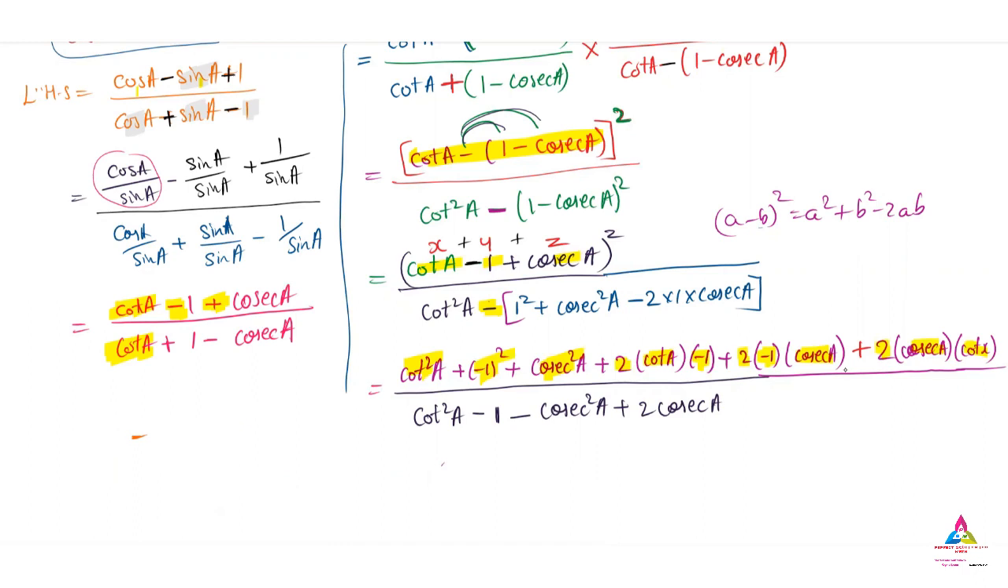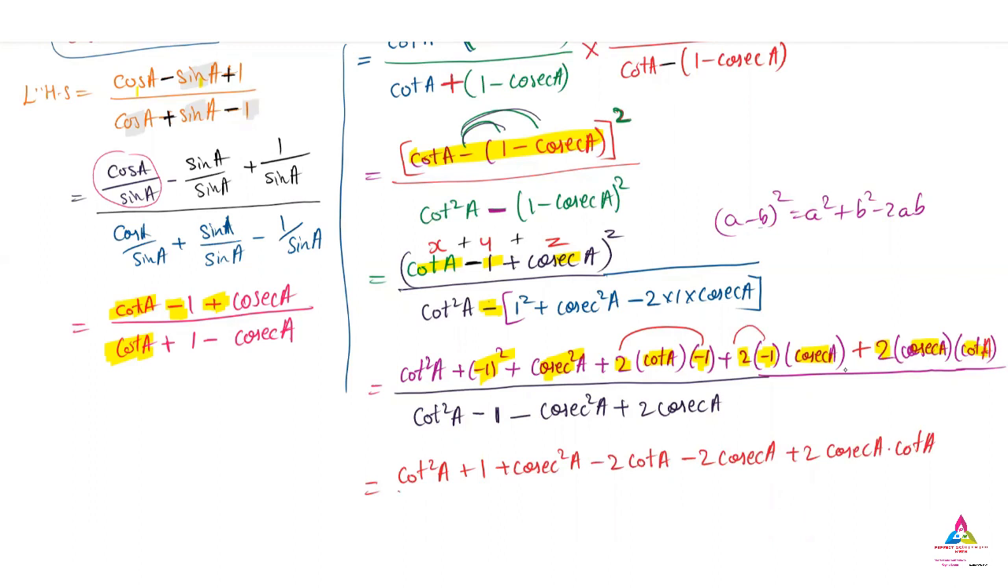Next we have to move further again. So calculate this first, everything. Cot square A, I will write cot square A. Minus 1 the whole square is plus 1. Cosecant square A as it is. Then you have 2 into minus 1, which is minus 2 cot A. Then you have minus into plus 2, which is minus 2 cosecant A. Then plus 2 times cosecant A into cot A, whole divided by.